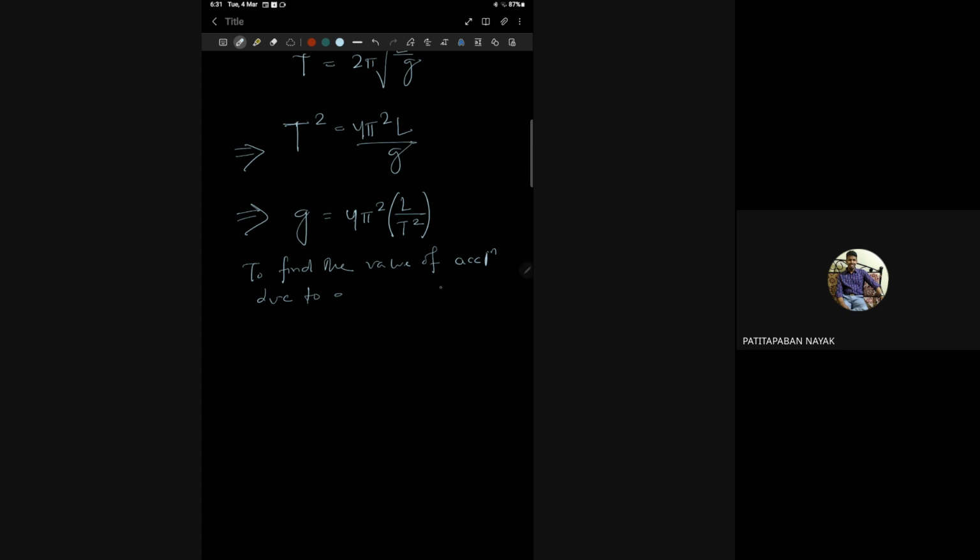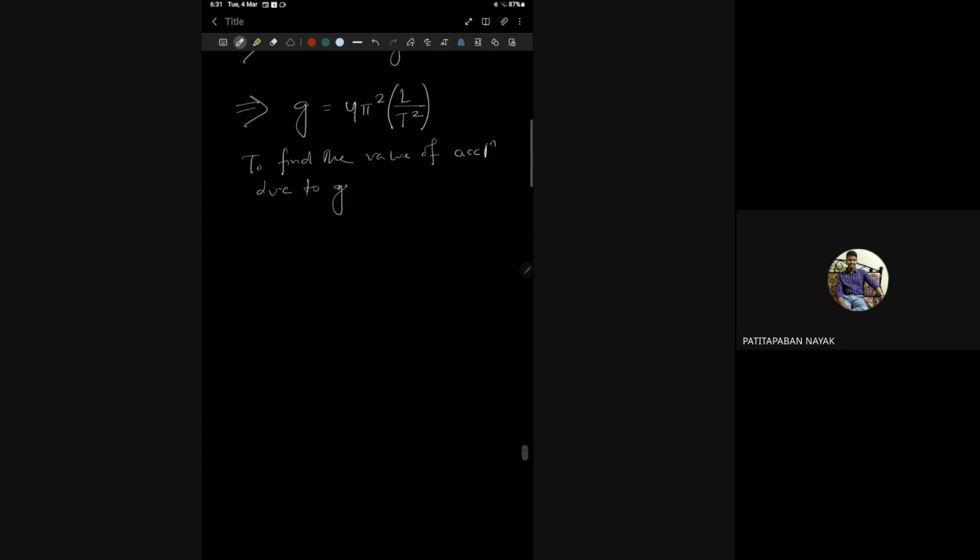To find the value of acceleration due to gravity, this is the relation: g is equal to 4 pi square.